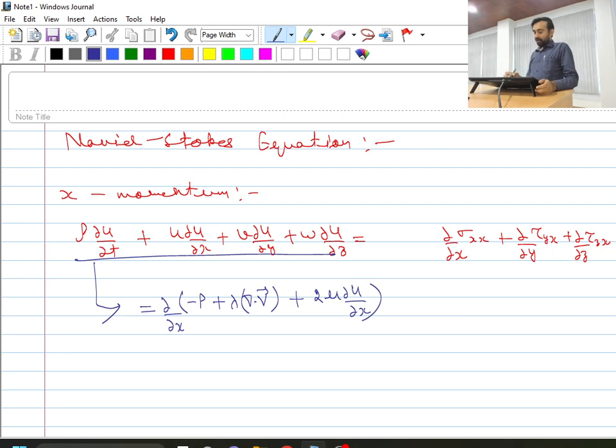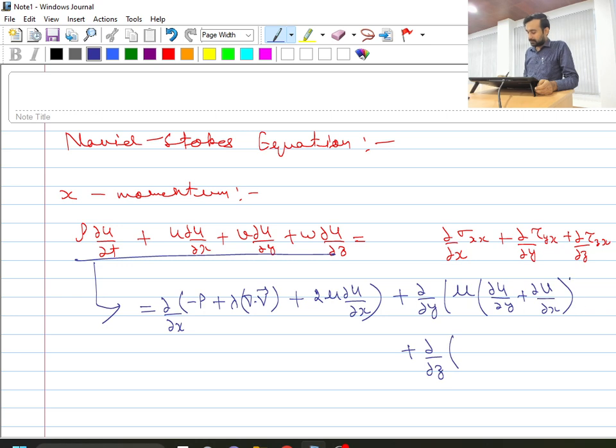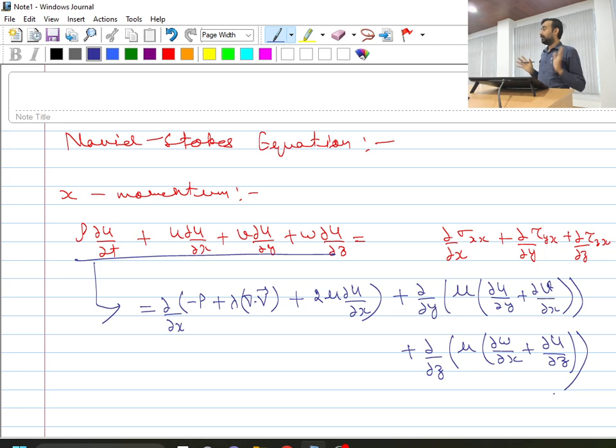Then what is the value of tau yx? Mu times du by dy plus dv by dx. And what is the value of tau zx? Mu times del w by del x, sorry, I have written it wrongly, del u by del z. So this is our x momentum equation.